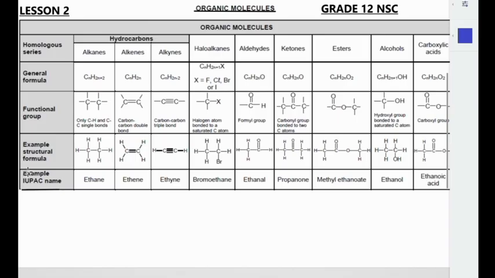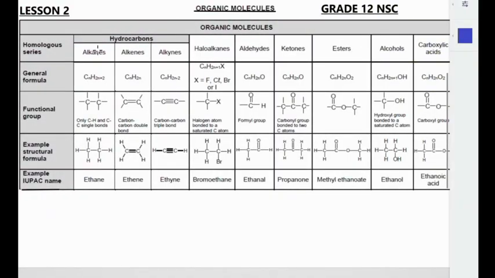The IUPAC name simply means the international way of naming compounds, the international way of naming organic compounds, all right? That is the IUPAC name. It is a universal way of naming compounds, organic compounds specifically, all right?